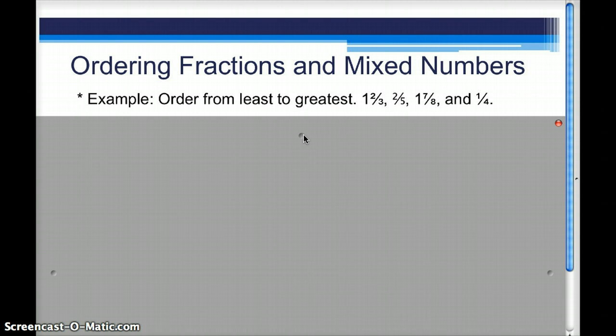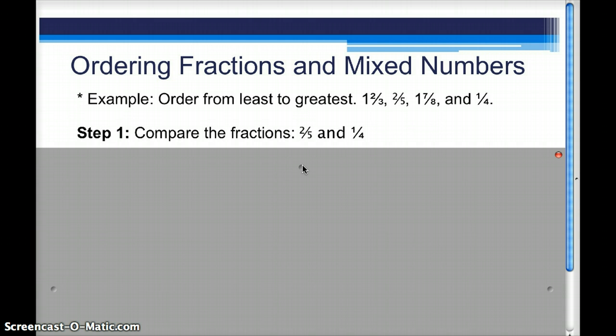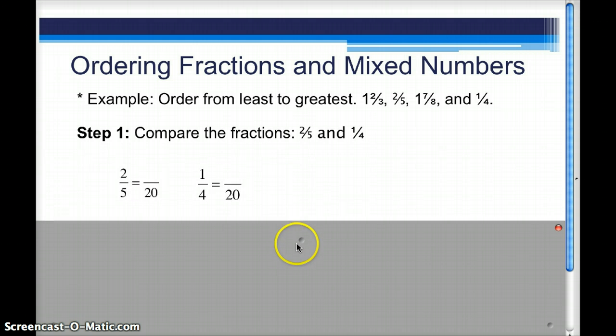So we're going to order from least to greatest, 1 2/3, 2/5, 1 7/8, and 1/4. We need to start by comparing the fractional parts. So that's 2/5 and 1/4. The other ones are mixed numbers. So how do we compare them? Well, we need to find a common denominator between them. The one that comes to mind for me is 20.